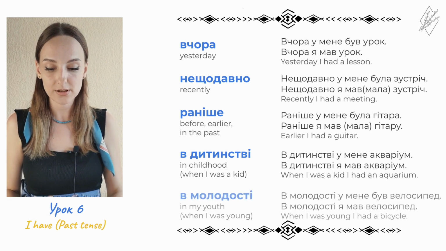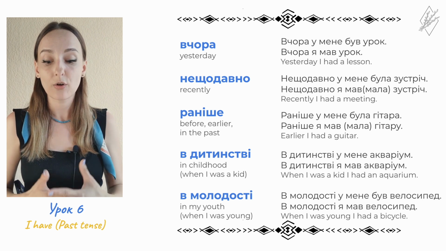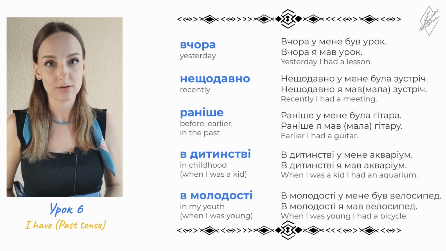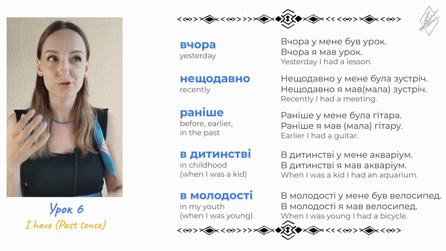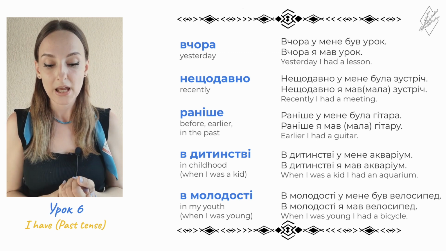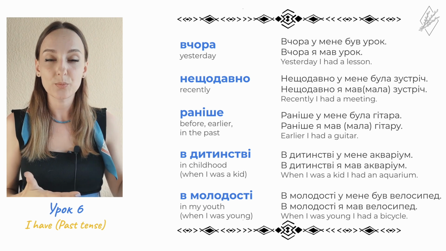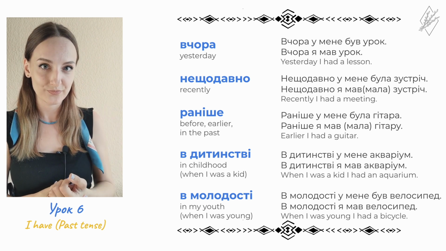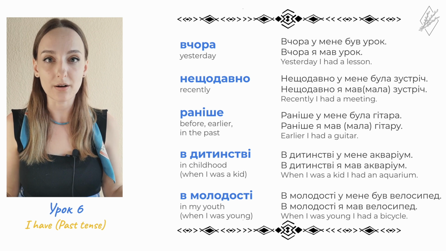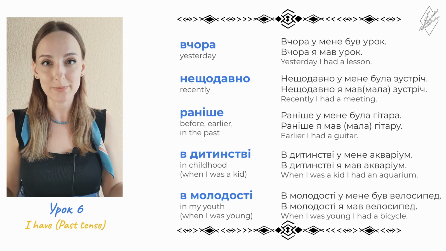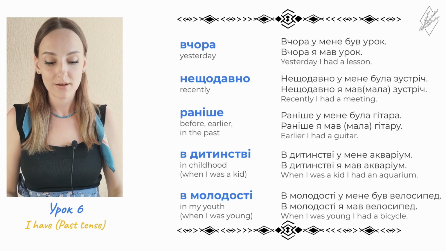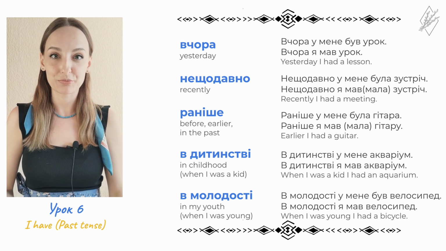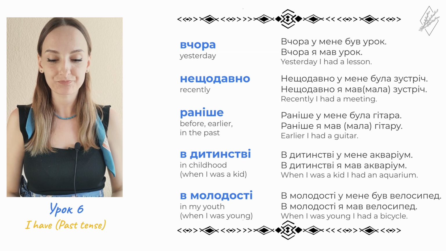And another phrase that some of you may need. В молодості. В молодості. When I was young, literally in my youth. В молодості у мене був велосипед. В молодості я мав or мала велосипед. So this vocabulary maybe will help you to speak about the past tense.